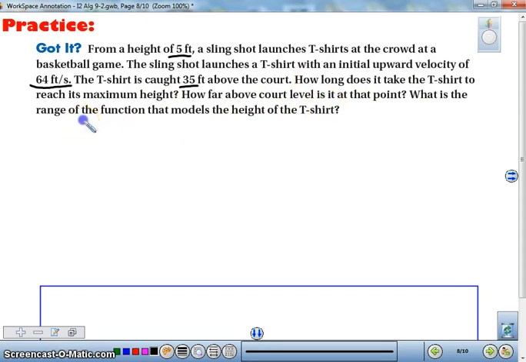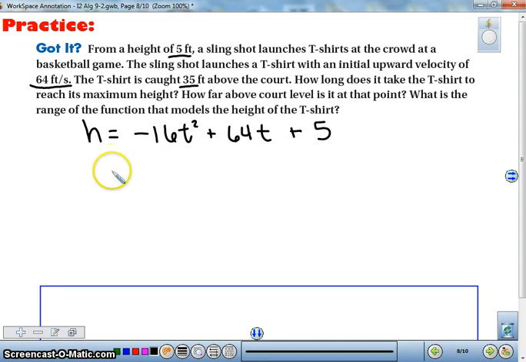First thing you need to do is write the equation. So going back to h equals, remember it's going to be negative 16t squared. Then we're going to take our velocity, which in this case is 64t, and the height we started at, which was 5. We are now going to be taking a look at our equation, and we need to find the vertex. So our vertex again is going to be t comma h. We need to find t first. How do we find t?